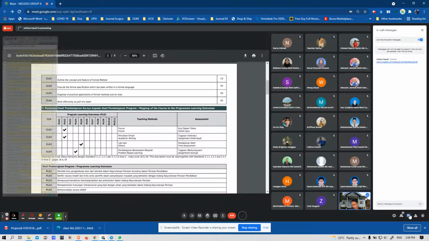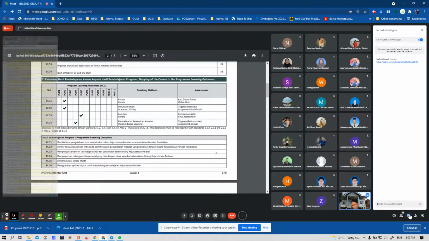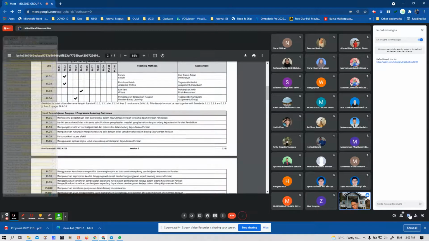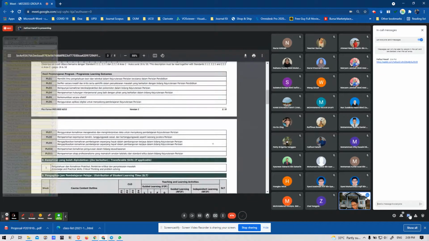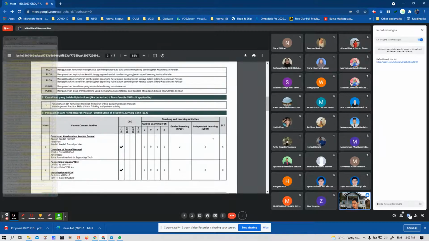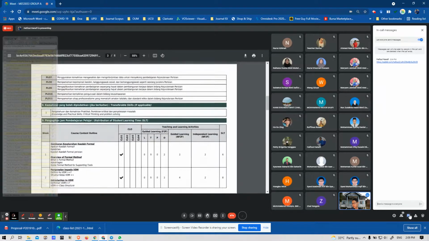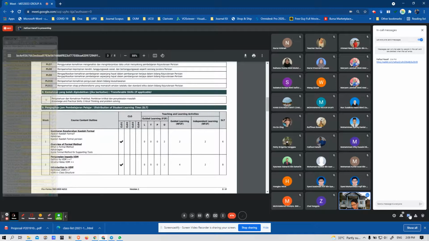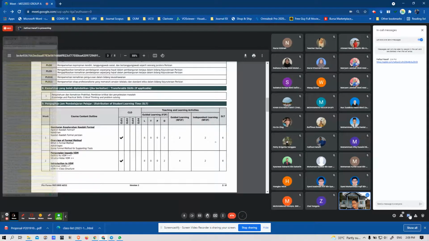Okay, this one is the learning outcomes. You can read, communicate effectively. And then for the course content outline, first we have the overall overview of the formal method. First, I explain the pro forma. Today, we are going to have the overview of formal methods: what is formal methods, what are the advantages and disadvantages of formal method, and I also explain some supporting tools.